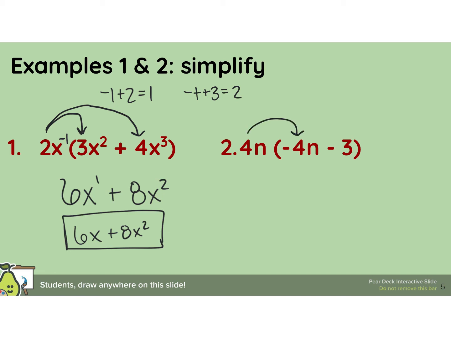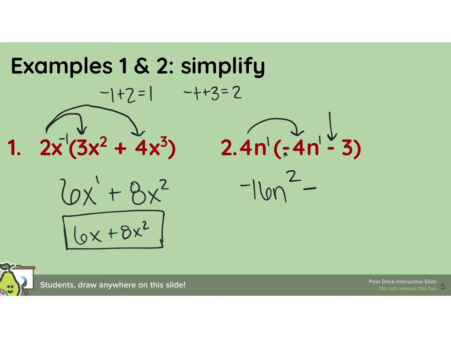Coefficient times coefficient, 4 times 4 is 16. Oh, but this one's negative, so -16. Then our variable. Now we're adding exponents. They didn't write them, so they're ones. 1 plus 1 is 2. Put our minus sign this time, because there's a minus right here.